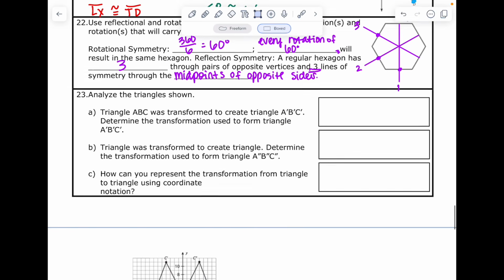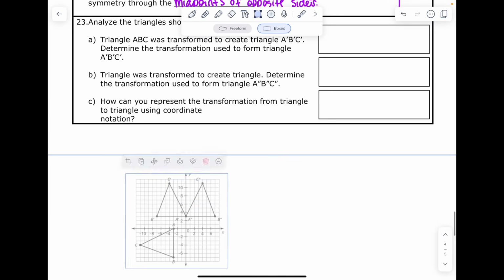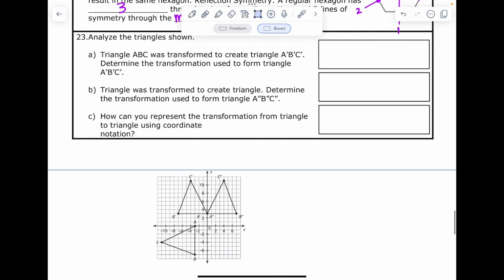All right, number 23, analyze the triangle shown. And I had to put it down here, sorry. Okay, I'll just move it up here for the time being. Oh, just kidding. It's going to make me put it there. All right, so part A is telling us triangle ABC was transformed to create triangle A prime, B prime, C prime. Determine the transformation. All right, so this is the original.